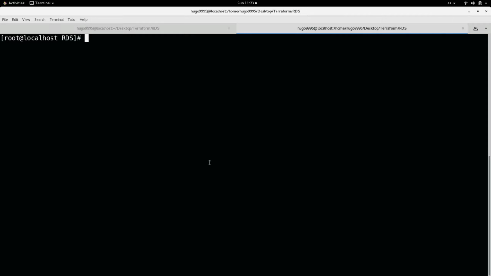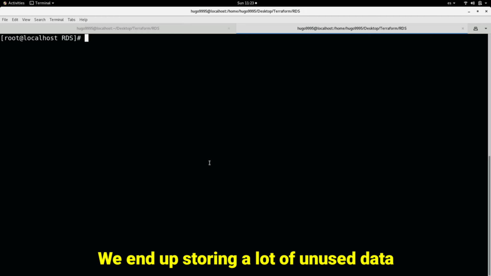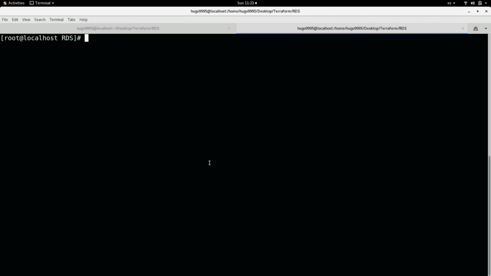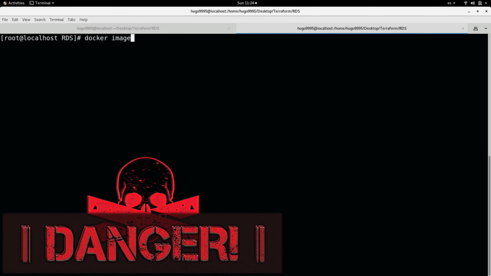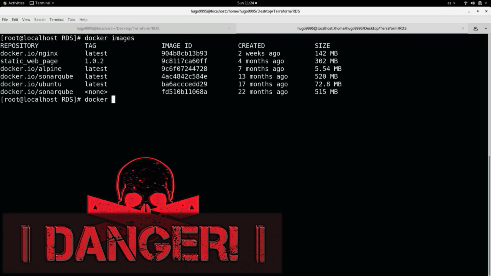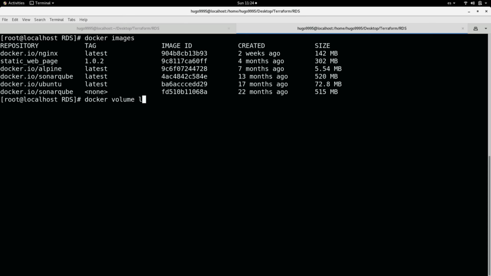What happens if you have been using your system for a lot of time and you are pulling Docker images, you are starting containers, you are creating volumes? You may find some unused data there that is consuming resources. For instance, Docker images, Docker volume ls, I have volumes here, or dead containers.